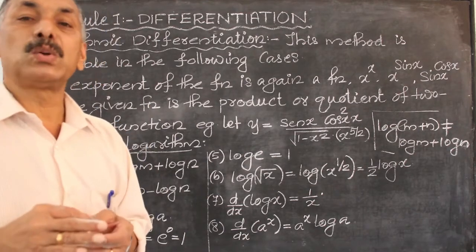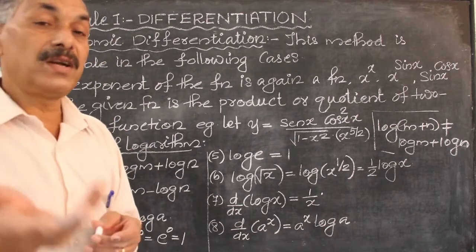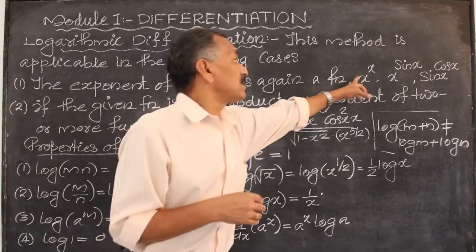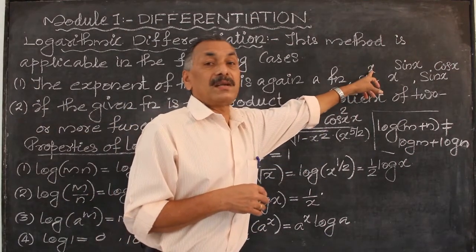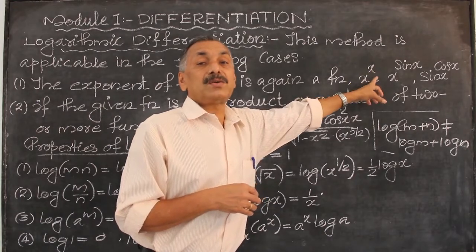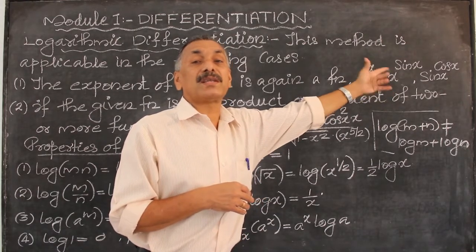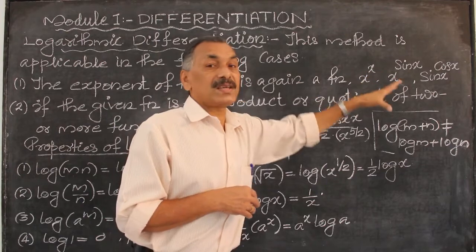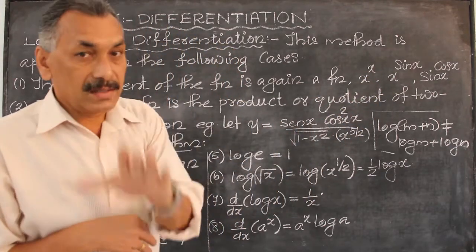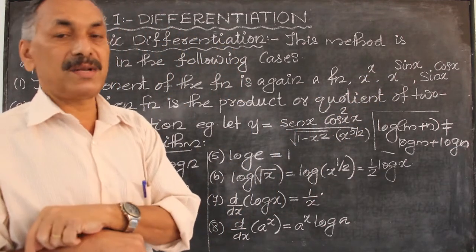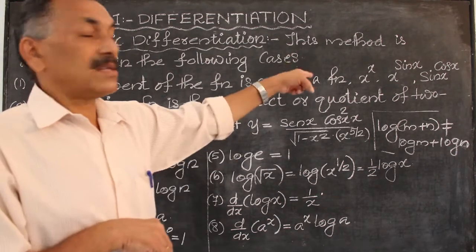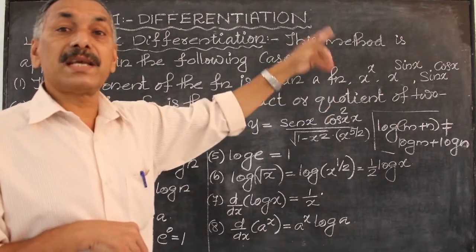For functions whose exponent is a function, like x raised to x, what is the derivative of x raised to n? The derivative of x raised to n is equal to n into x raised to n minus 1. But the derivative of x raised to x is not equal to x into x raised to x minus 1, and similarly for x raised to sin x.